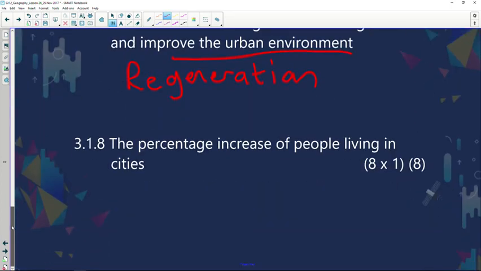And our last question, the percentage increase of people living in the cities, that is not urban growth, but that's urbanization. Okay. Get familiar with these concepts. Very importantly, if you look at your textbook, you will see the concepts with definitions explaining each one of these concepts. Every single question is going to start with short answer questions like this, where you need to be able to define the concepts.